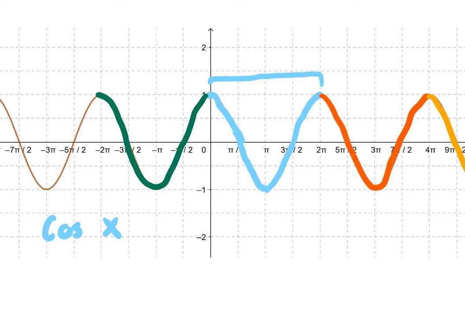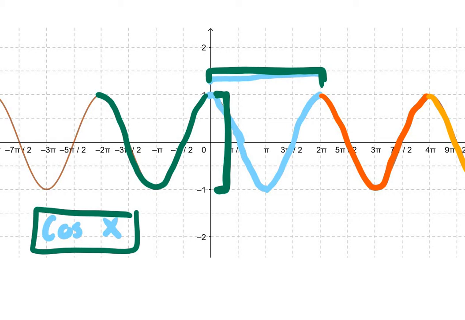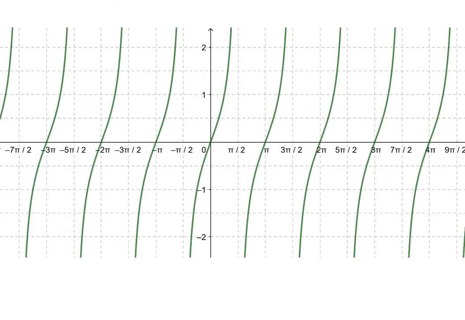Okay, so that's cos of x. Again, its period is between 0 and 2 pi, or between 0 and 360 degrees. Its range is between 1 and minus 1. That's cos of x.